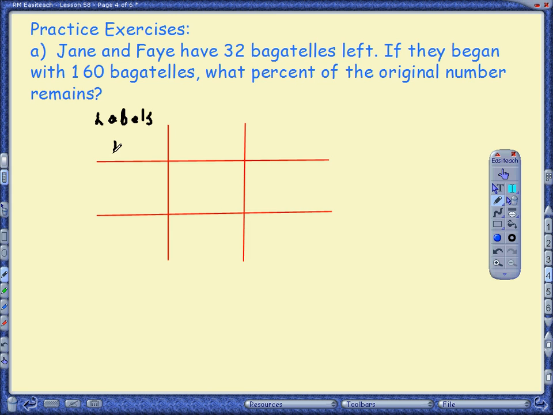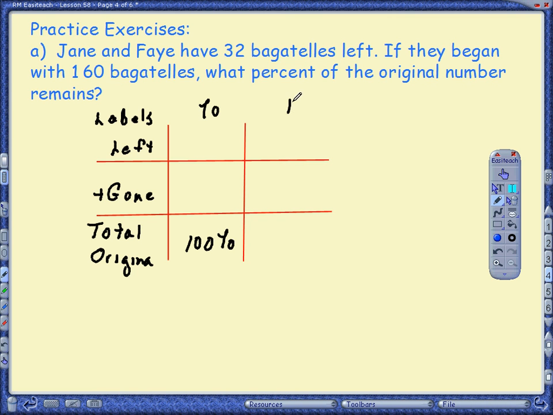we're going to put left and gone, like we did with the first problem. These two have to add up to the total or the original number of bagatelles that they had left. Okay, the percent. We don't have any percents, but we know that the total or the original is always 100%.